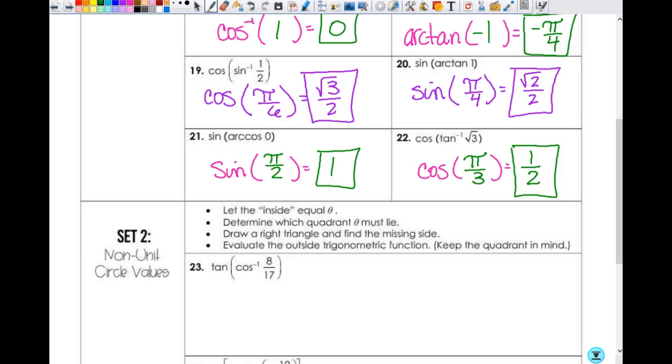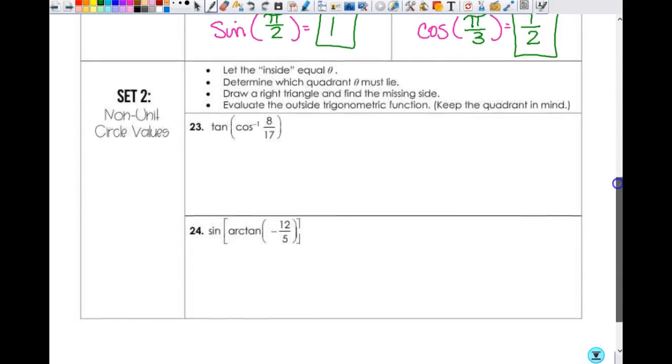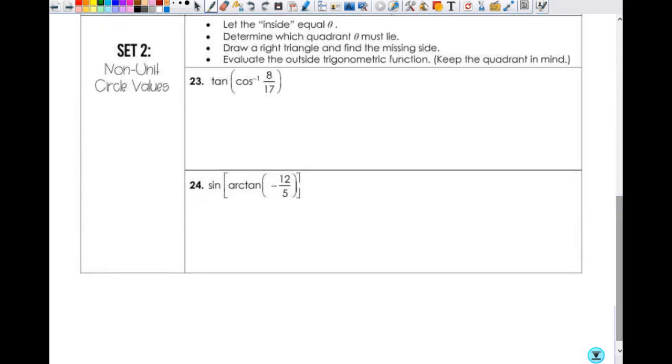Now let's look at 23 and 24, because if you look at this, I want the tangent of the cosine inverse of 8 over 17. Do you know what the cosine inverse of 8 over 17 is? No, neither do I. It doesn't matter. It says, let the inside equal theta, determine which quadrant theta must lie. That's the key here. If I'm doing cosine inverse, I am restricted to the first and the second quadrant, right?